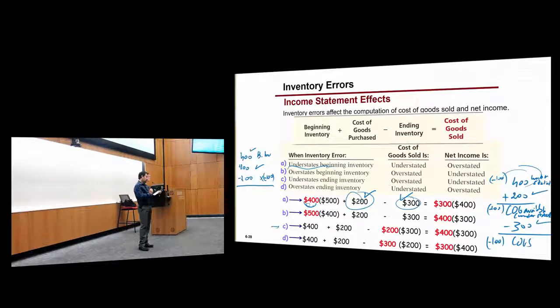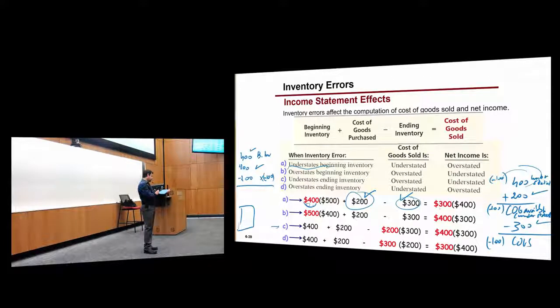Sorry? It will be overstated, right? Or is it understated? Think about it. Your beginning inventory was correct. Your purchases are correct. So the cost of goods available for sale was correct. You said that you had less inventory. It was understated, so you had less inventory.